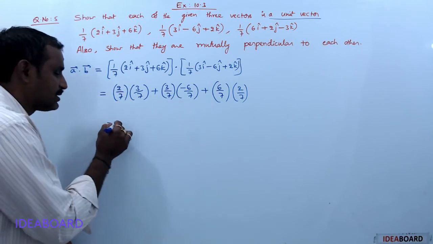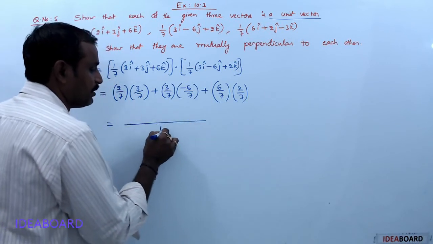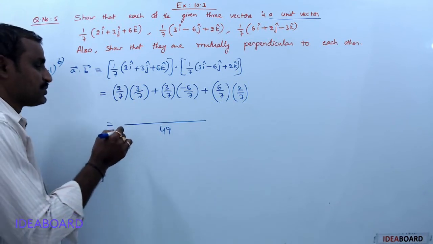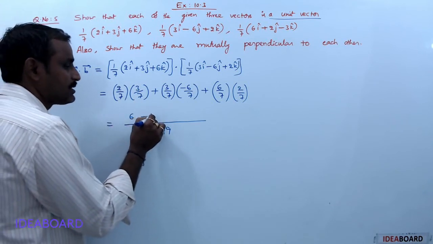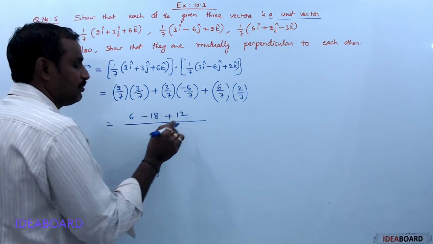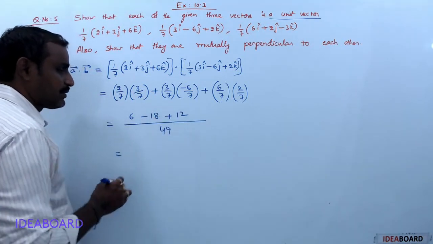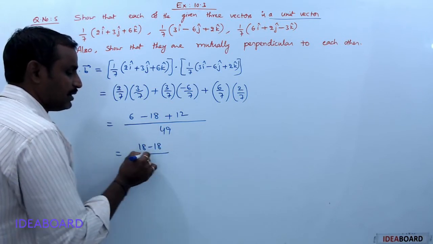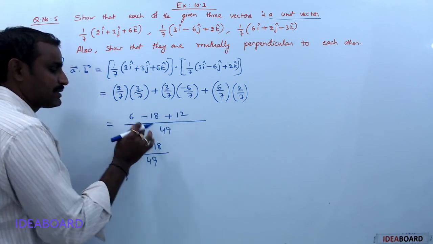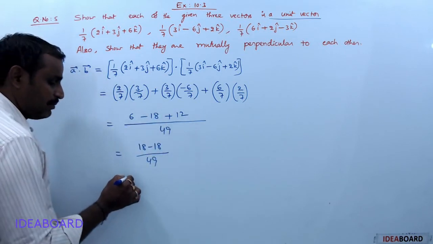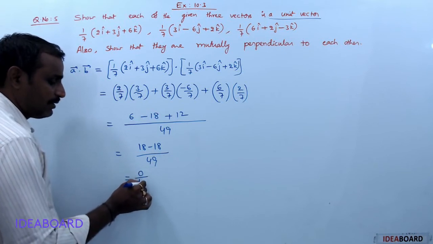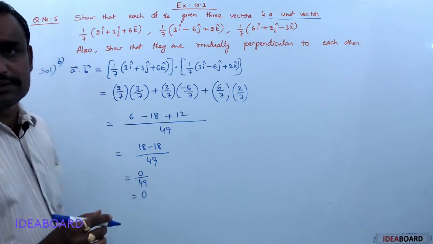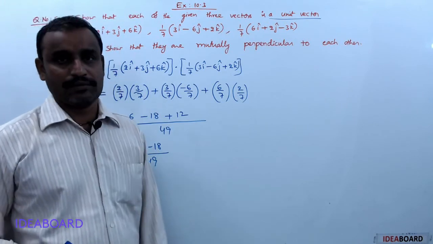So now 49 is the LCM, the common denominator. Numerators you can multiply and simplify. So now 2 3s are 6, minus 18, plus 12. Positive values you can add first, then subtract the negative value 18, over 49. So 12 plus 6 is 18, minus 18 becomes 0. 0 by 49 gives the result 0, because 0 by anything is 0 except 0 by 0.